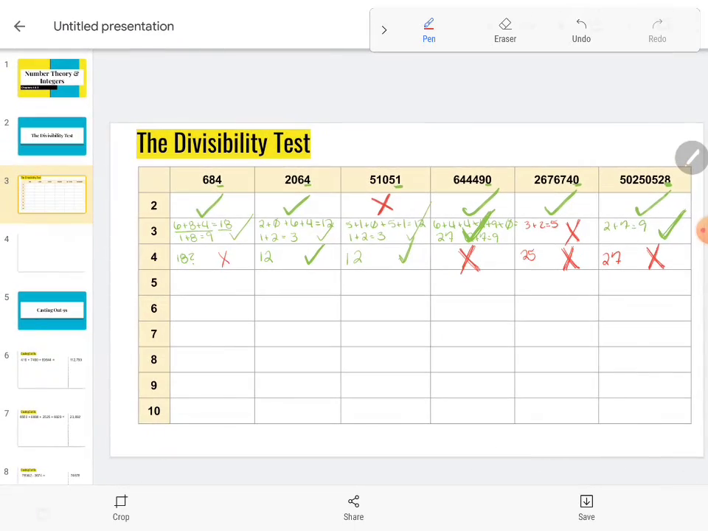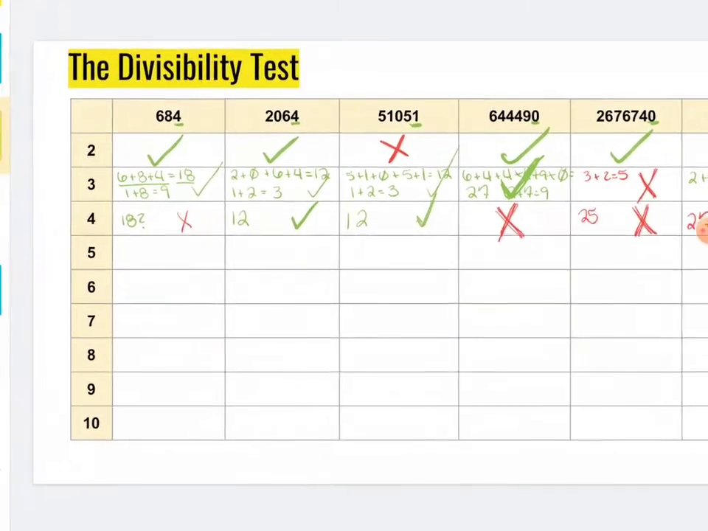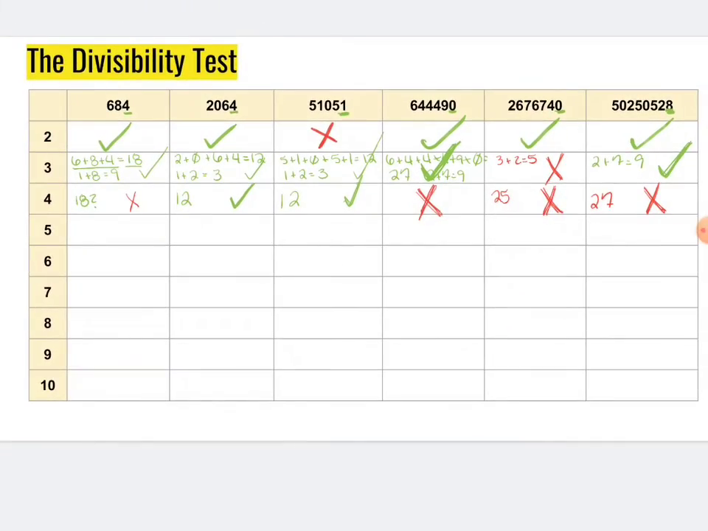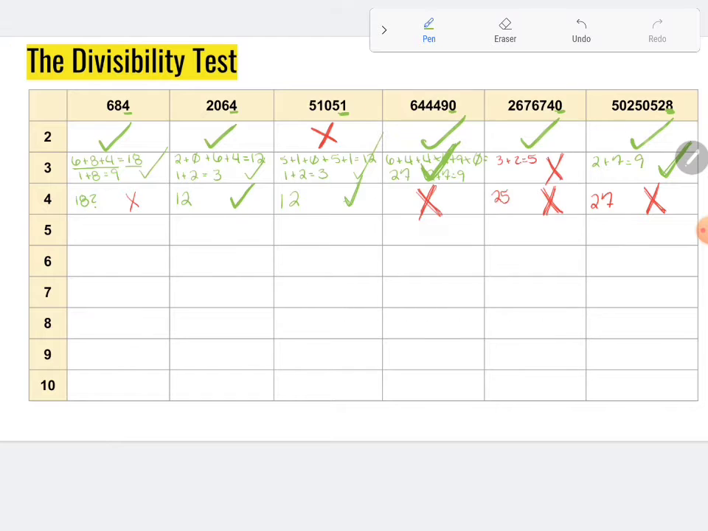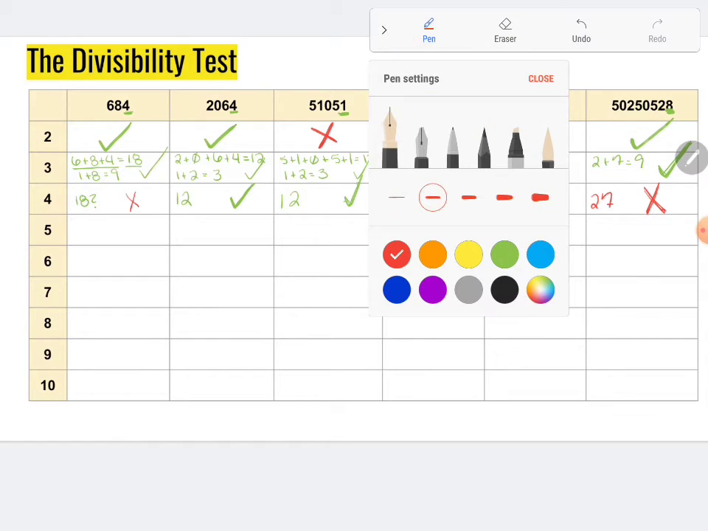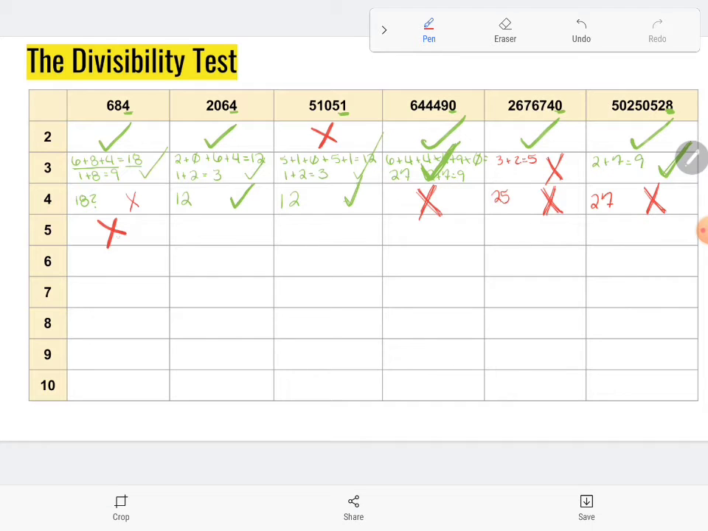Next, we're going to look for numbers that are divisible by 5. And this one's actually very, very easy. What we're going to do is look at the ones place again. If the ones place is a 0 or a 5, it is divisible by 5. If it's any other number, it is not. So 684 ends with a 4. Therefore, it cannot be divisible by 5.